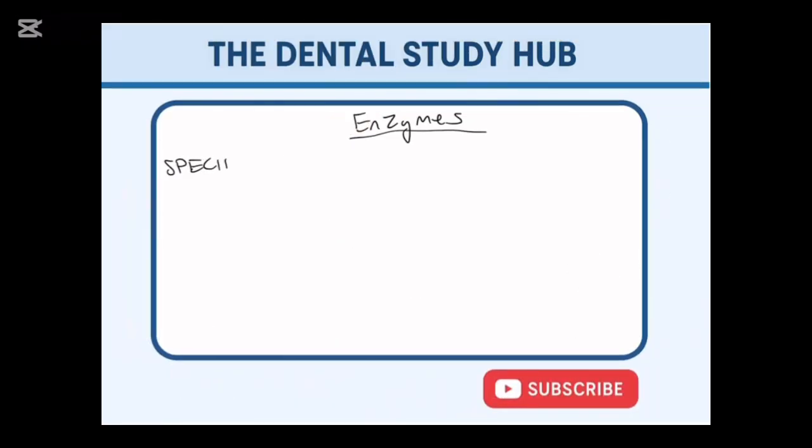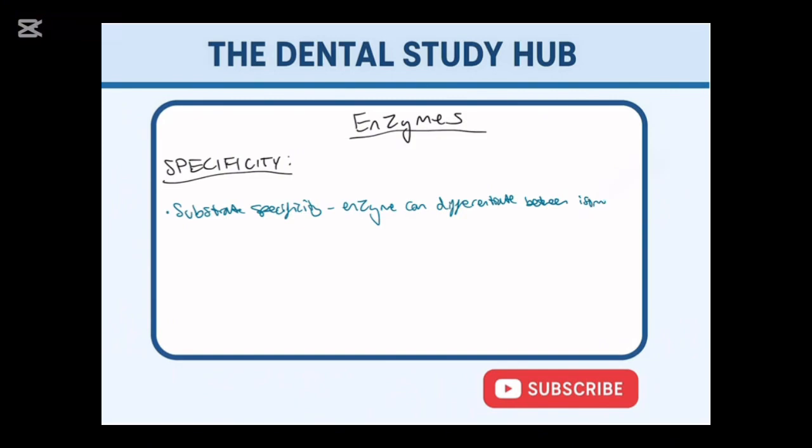So moving on now, we can go on to specificity. As I mentioned at the beginning, we have substrate and functional specificity. Let's start with substrate specificity. This is where an enzyme has the ability to differentiate or distinguish between isomers. Essentially, a molecule can have the exact same molecular formula, such as glucose or fructose, but because they're isomers, the enzyme is still able to distinguish between both.